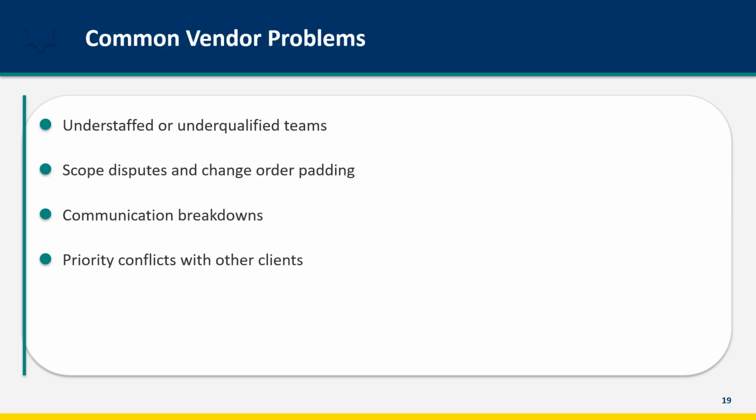Common vendor problems include understaffed or underqualified teams. The vendor sold you senior resources but delivered junior ones. Scope disputes arise when the vendor interprets requirements narrowly or pads change orders. Communication breakdowns happen when information doesn't flow between organizations. Priority conflicts occur when the vendor has other clients they consider more important. Recognize these patterns early. Address them before they become critical.